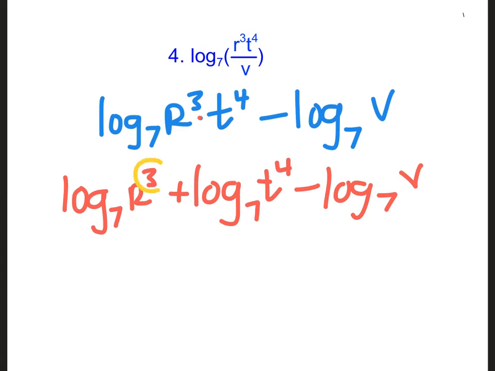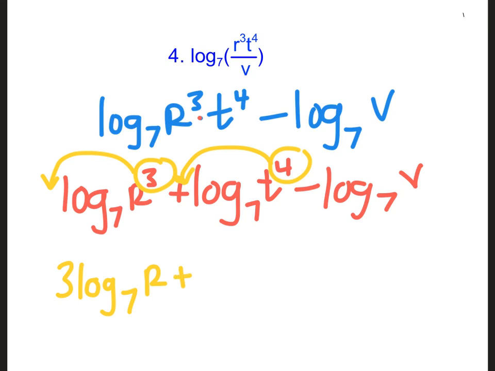And then the last step is taking care of my 3 and my 4. So because it's a power, my power can come up front, and this one can come out front. So we're going to have 3 log base 7 of r plus 4 log base 7 of t minus log base 7 of v. And that's going to be your final answer.